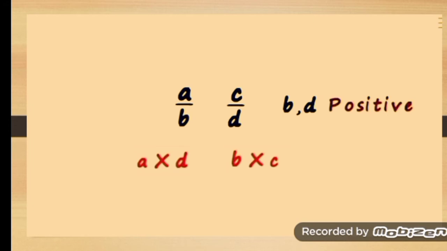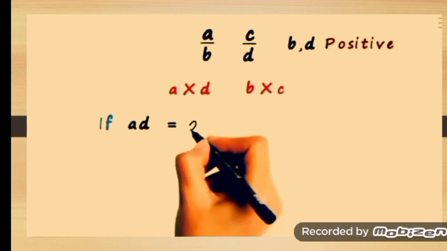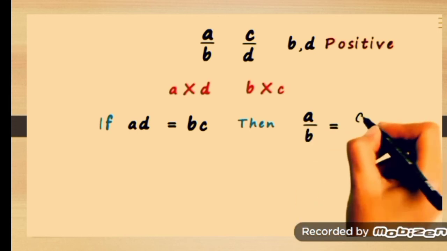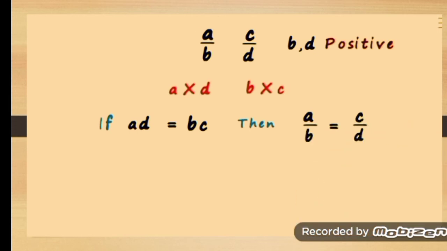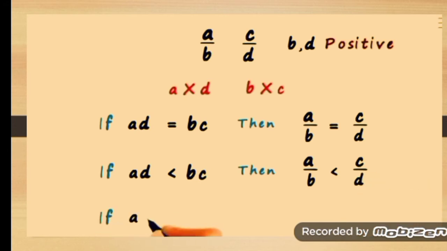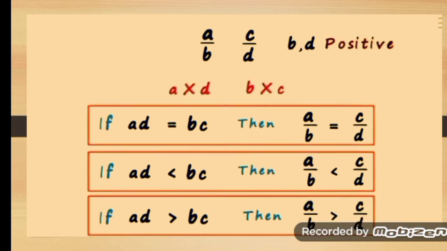There are three simple things we need to understand here. If AD, the product of A and D, is equal to BC, the product of B and C, then A by B will also be equal to C by D. If the product of these two integers is equal to the product of these two integers, then the two rational numbers will be equal. But what if AD is less than BC? Simple, then A by B will also be less than C by D. And if AD is greater than BC, then A by B is greater than C by D. That's how simple comparison of rational numbers is.